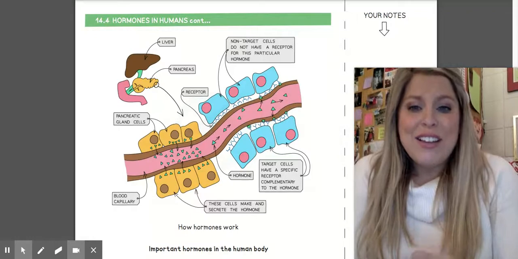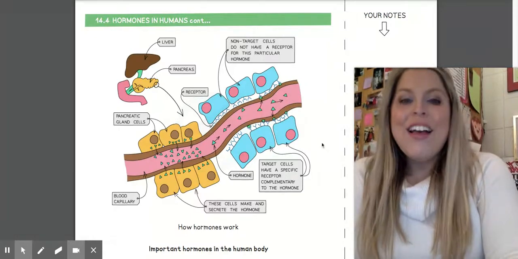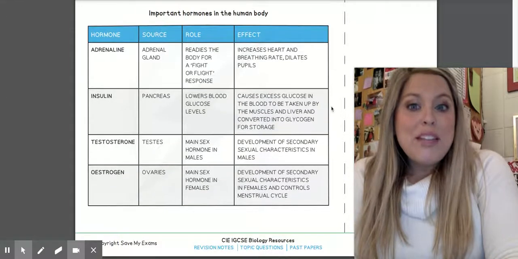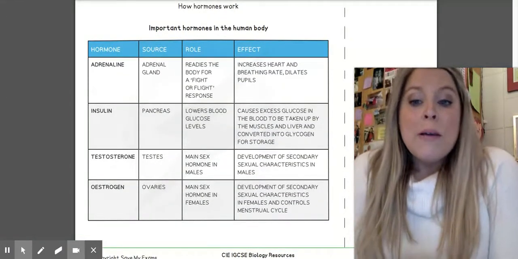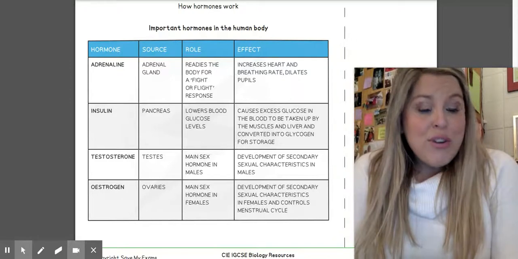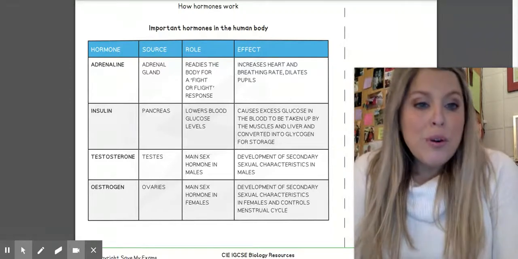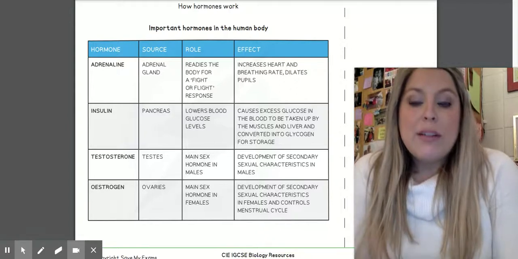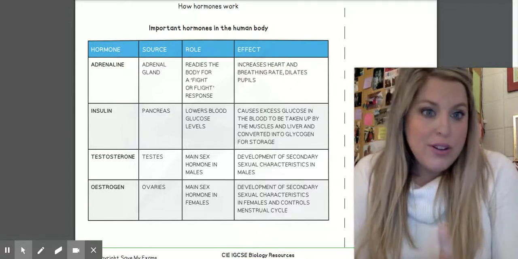That's a very quick flyover of that information. But this table will also be something that you really need to focus on. It is going to be provided for you in your notes, but the 4 hormones that we're really going to look at for this unit are adrenaline, insulin, testosterone, and estrogen.